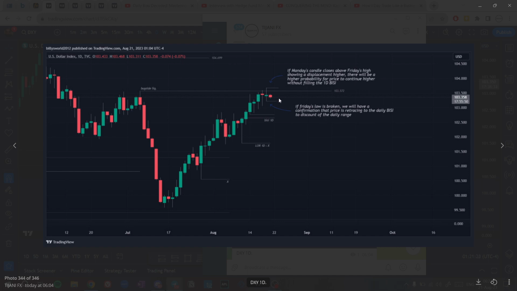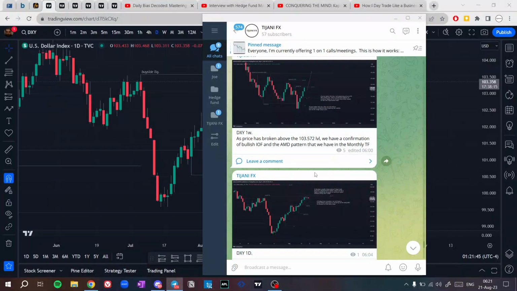If price shows a big candle here closing above it, we're going to have a Monday expansion, and as a weekly market profile, Monday is going to be the low of the week. Most likely Monday is going to be the low of the week, right?